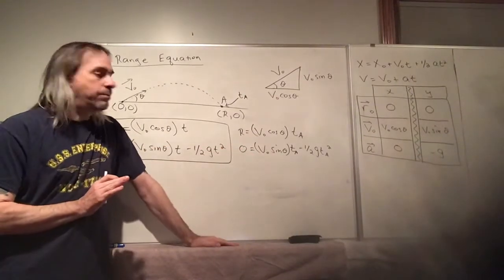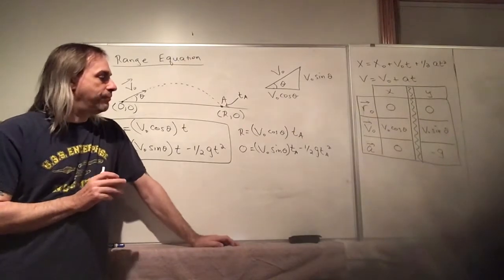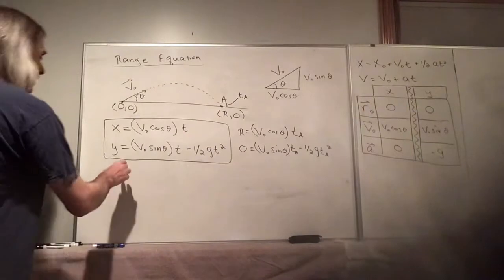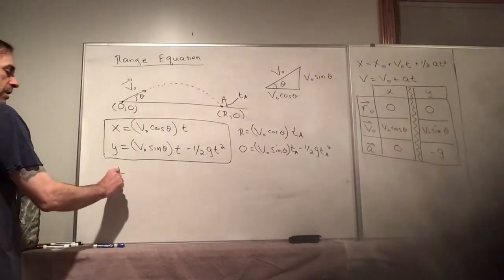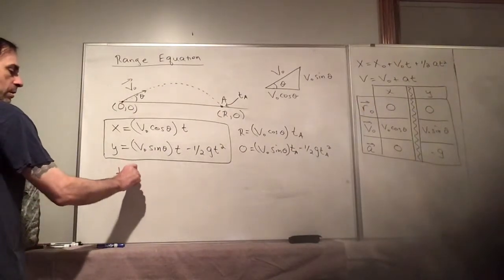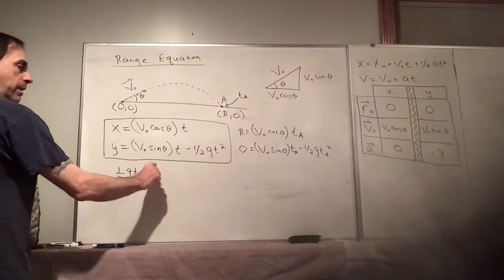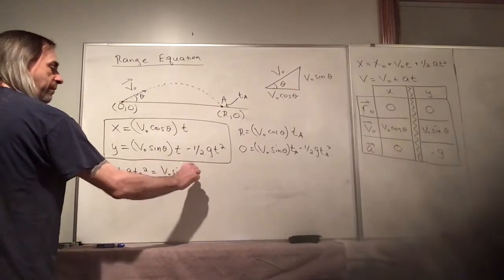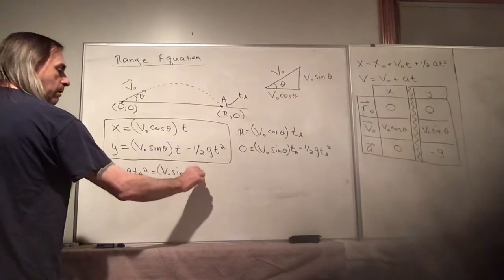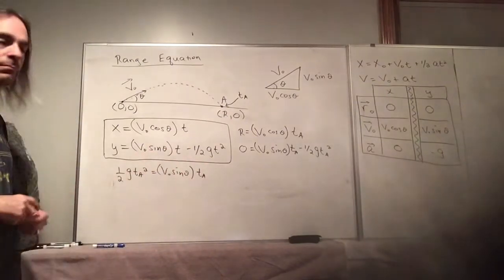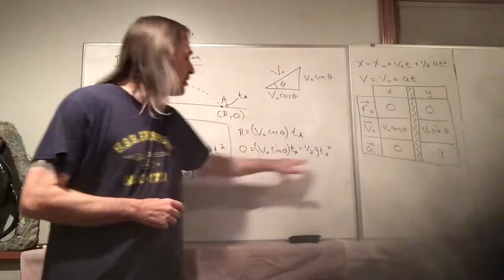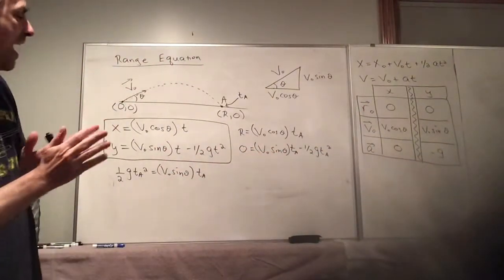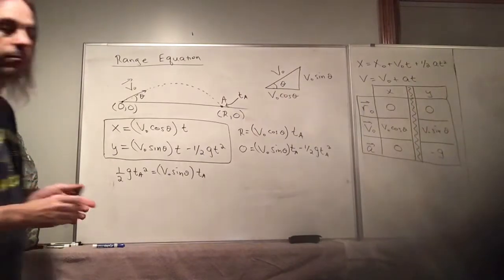Now, what I'm going to do is, to solve this, let's start by just rewriting a little bit. We can say 1/2 g ta squared equals v naught sine of theta times ta. So I just moved this term to the other side. And now what I'm going to do is divide by ta.